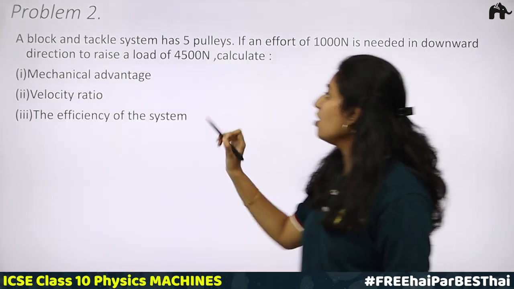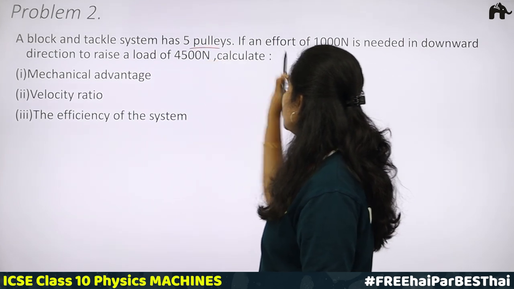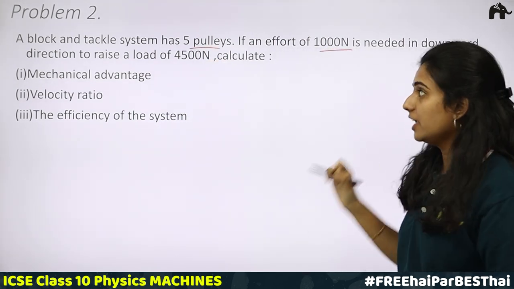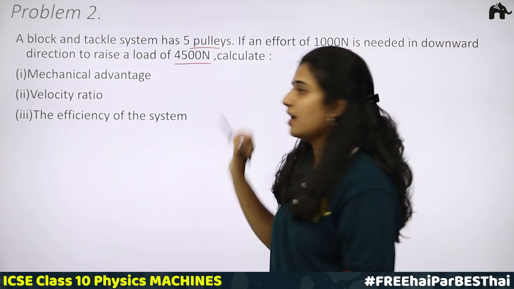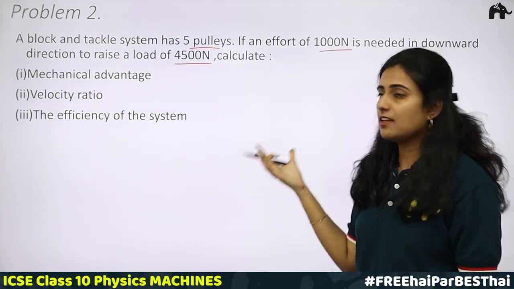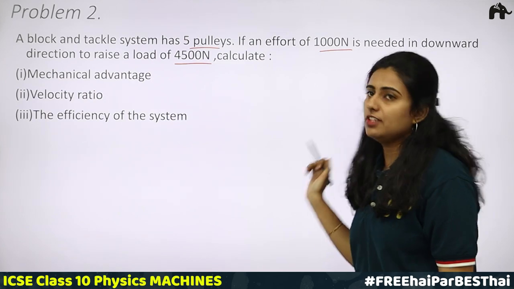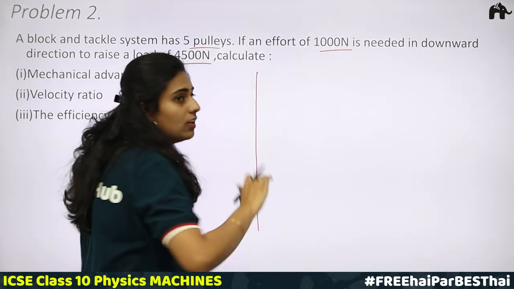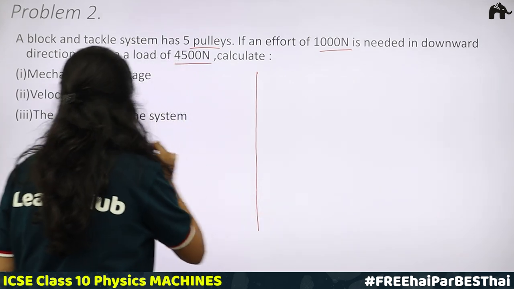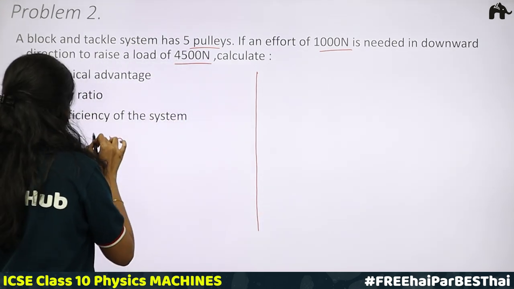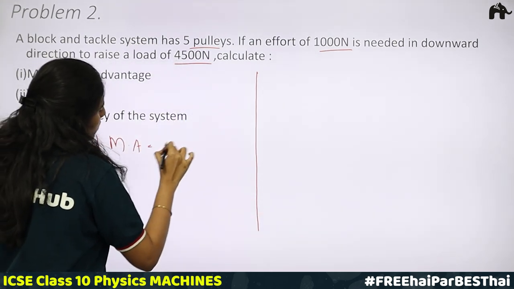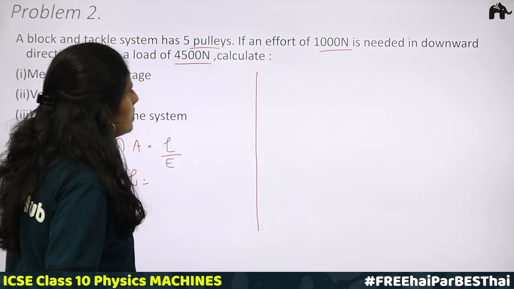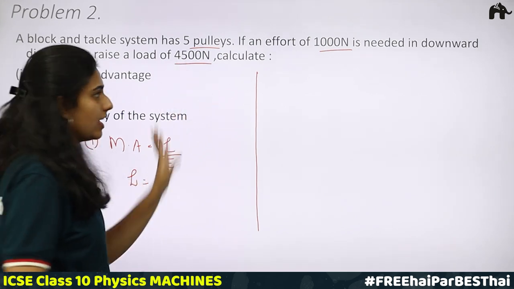Second problem. A block and tackle system has 5 pulleys. If an effort of 1000 Newton is needed in downward direction to raise a load of 4500 Newton, calculate mechanical advantage, velocity ratio and the efficiency of the system. In order to calculate the mechanical advantage, it is not given that this is an ideal system. We know that mechanical advantage is equal to load by effort. Here load is given. What is the load? Load is given to be equal to 4500 Newton.